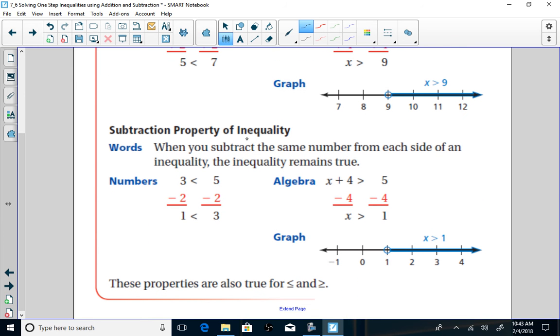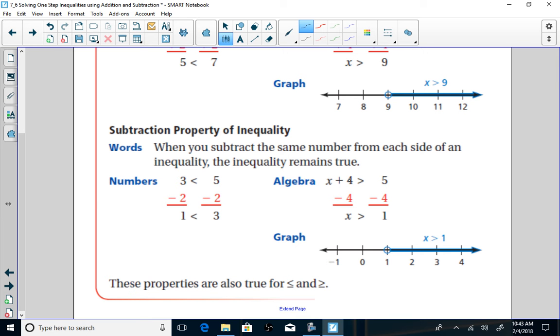We also have the subtraction property of inequality, which says when you subtract the same number from each side of an inequality, the inequality remains true. We start with the same inequality, 3 is less than 5. And I take away 2 from both sides of that inequality. I still get an inequality that's true. 1 is less than 3. We can use that same property of inequality to find a solution to an inequality here.